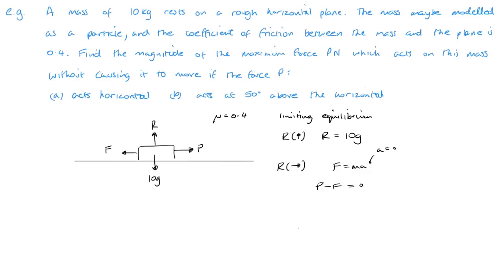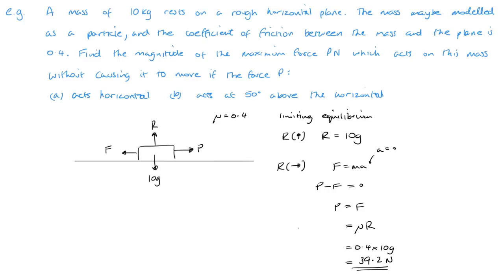But it's far easier with these to simply put the forces that are moving right equal to the forces that are moving left. So that's my force P, and the frictional force is mu R, which is 0.4 times 10g. And that is 39.2 newtons. So that therefore is my force P, the maximum force.